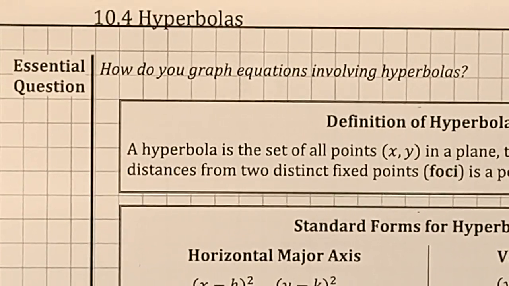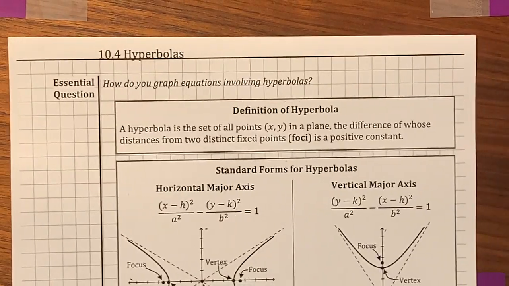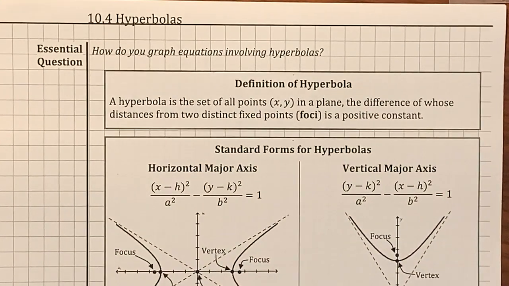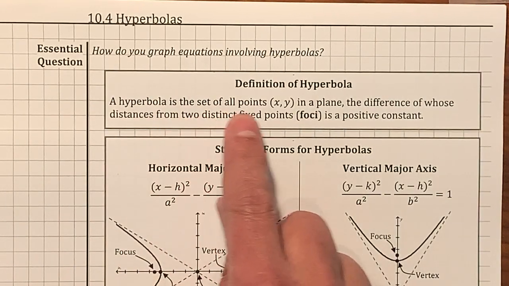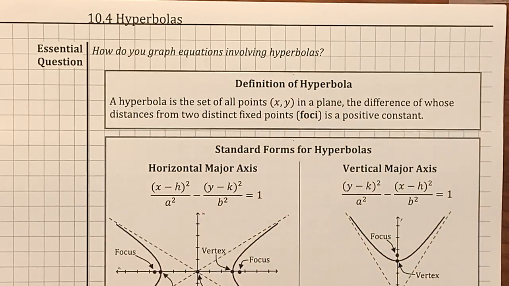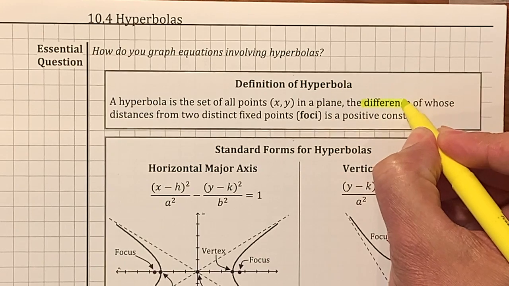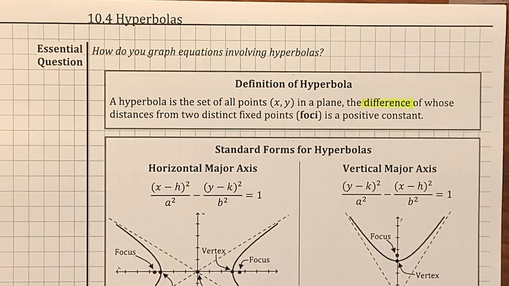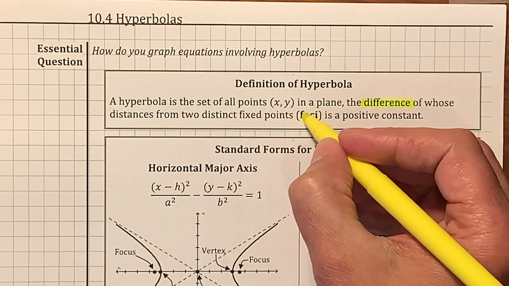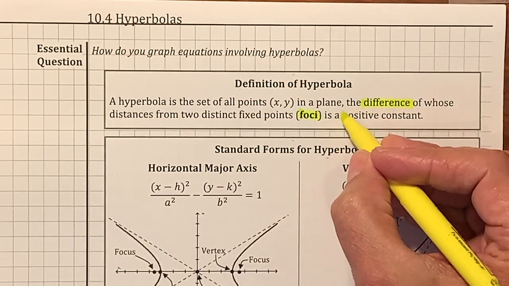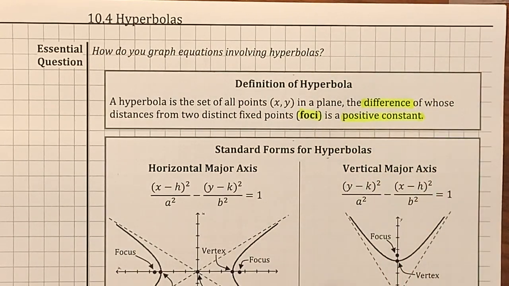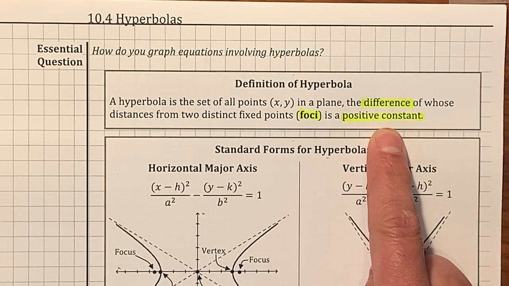So in this case, we are dealing with the definition of a hyperbola. Notice that the definition will look very similar as before. A hyperbola is a set of all points x, y in a plane, but now instead of the sum, as it was for the ellipse, we have the difference of whose distances from two distinct points, which are the foci, is going to be a constant. So now instead of adding them, we're subtracting. We're going to cover this more next time I see you guys.